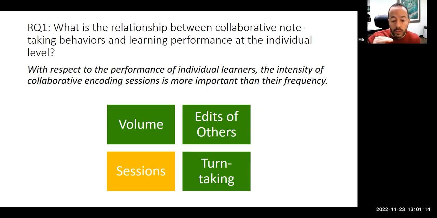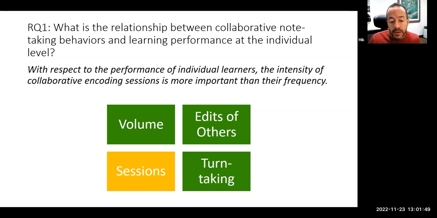So what it means is it doesn't matter. It didn't matter at the individual level how often the students went into the document to write. They didn't have to sustain their contribution over time. But if they wrote a lot, if they were productive, and also if they were interactive, like you're editing the work of other people or you're responding to their work by taking turns, this was predictive of, and correlated positively with, improved learning performance at the individual level.